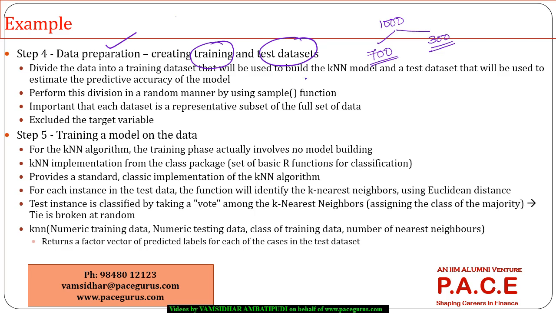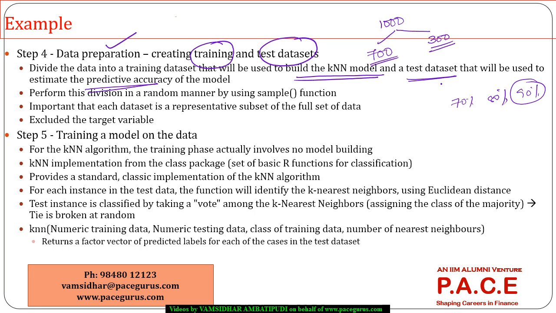The training data set will be used to build the KNN model, and the test data set will be used to estimate the predictive accuracy of the model. What is the predictive accuracy of the model? Is it 70%? Is it 80%? Is it 90%? The higher the predictive accuracy of the model, the more I will use this model for testing the creditworthiness of newer applicants.